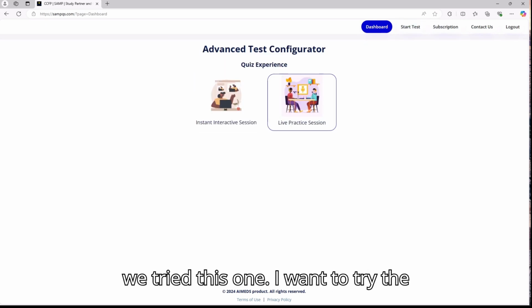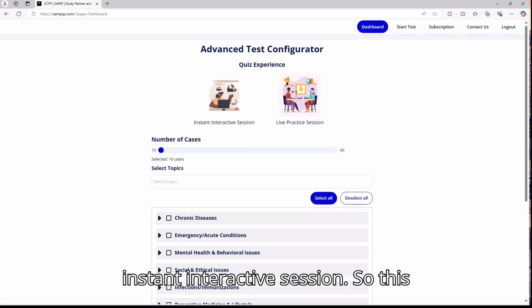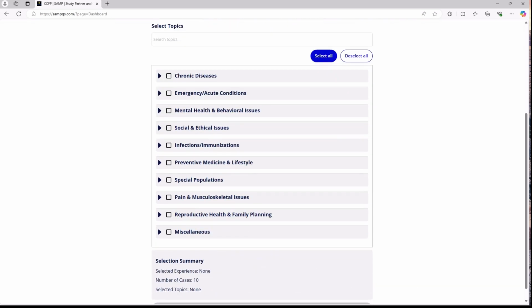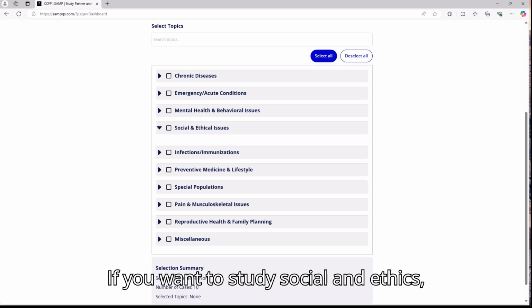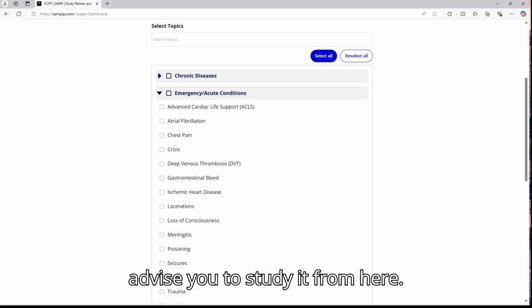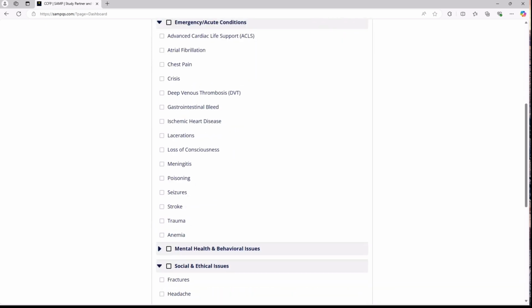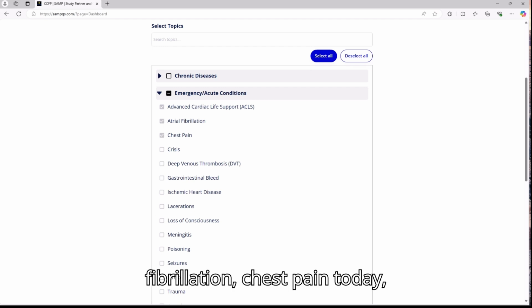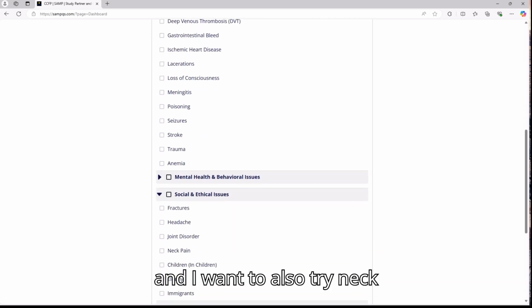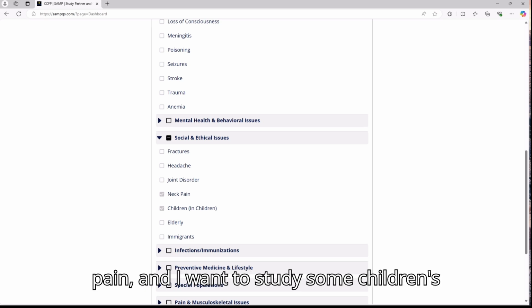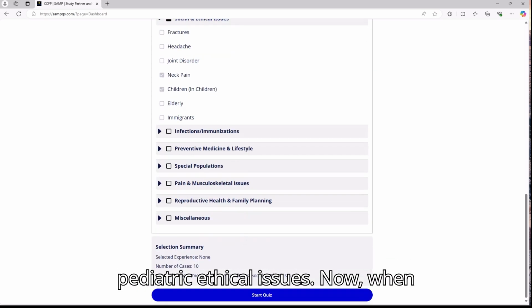So we tried this one. I want to try the instant interactive session. This gives you a variety of options to select. If you want to study social and ethics, emergency conditions, I really highly advise you to study it from here. Let's say I want to do ACLS, atrial fibrillation, chest pain today, and I want to also try neck pain, and I want to study some pediatric ethical issues.